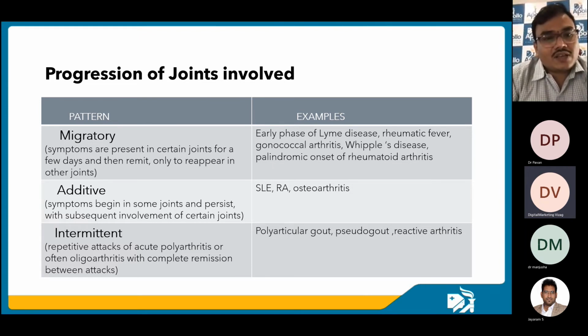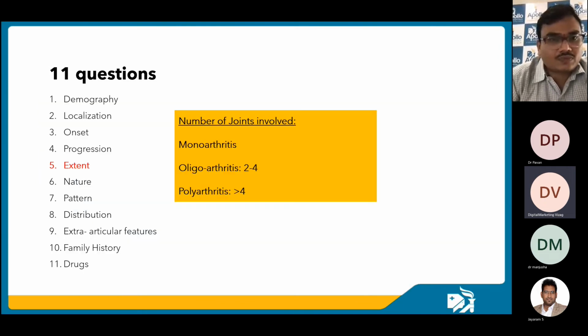Intermittent arthritis is repetitive attacks of acute polyarthritis or often oligoarthritis with complete remission between attacks. The typical example for this is gout, where each time the patient tends to have a single joint involvement, typically the metatarsophalangeal joint, the MTP joint. In case of polyarticular, this can come as bouts involving all tarsal joints or all the digits. The similar type is pseudogout. Pseudogout also can present as an intermittent arthritis.